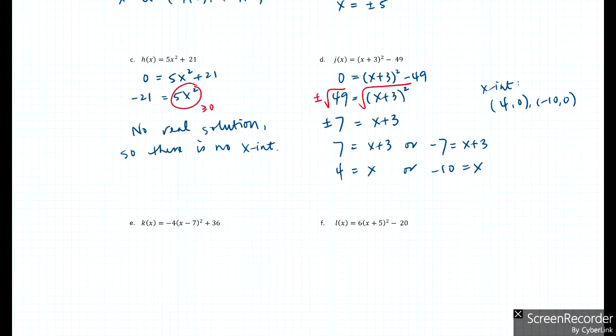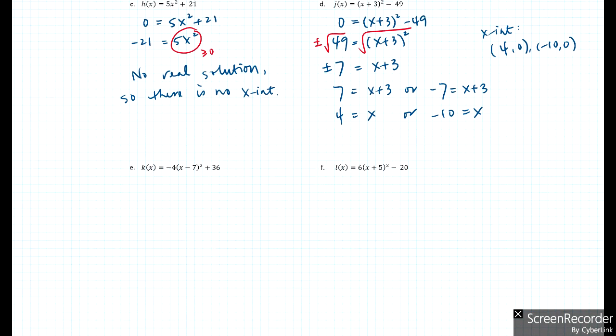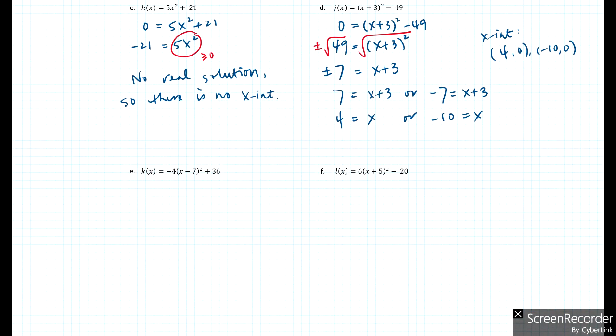Now moving on to part E, if we want to find the solution for this one, same thing as before, 0 is equal to the expression over here. To isolate the constant, I'm going to move this perfect square part to the left side by adding it on both sides. So we get 4 times x minus 7 squared is equal to 36.